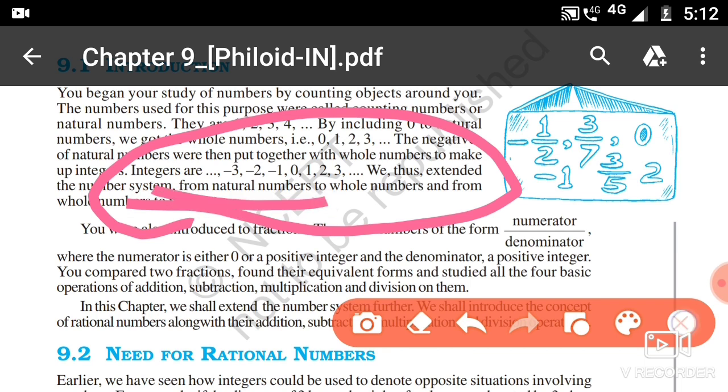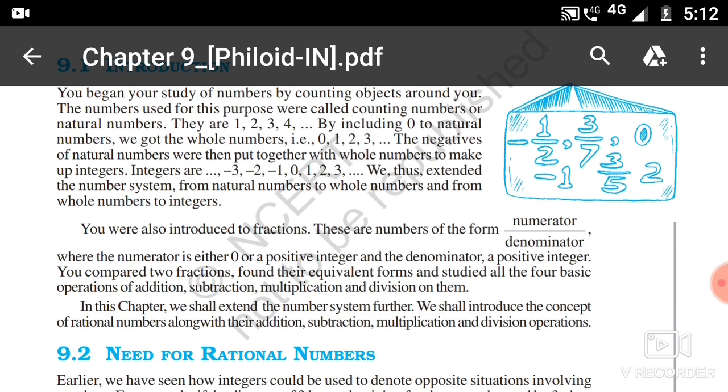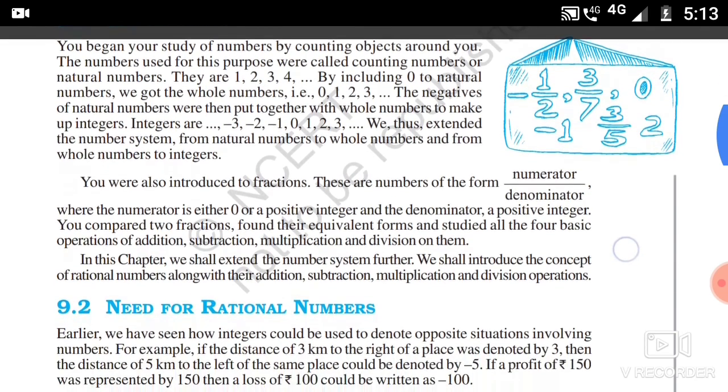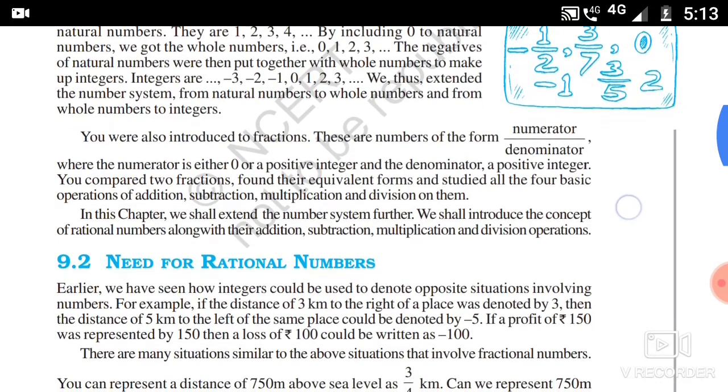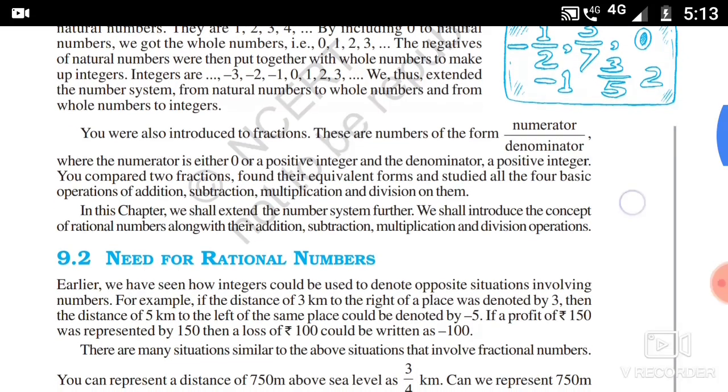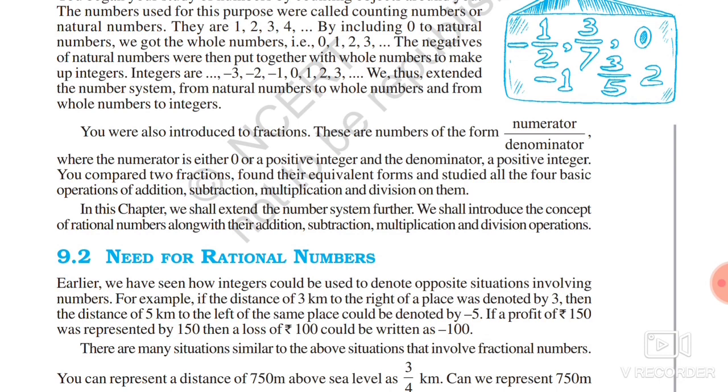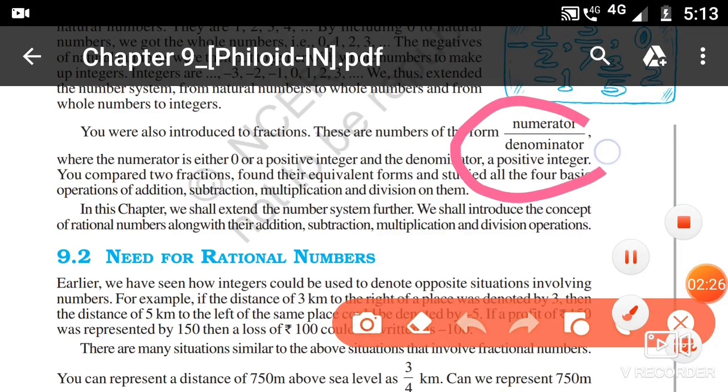So let us move on to the next number system that you know or learned about. When we have numbers like that, they are known as fractions. Fractions are actually in the form of numerator by denominator. Here the numerator can have either a 0 or a positive integer.